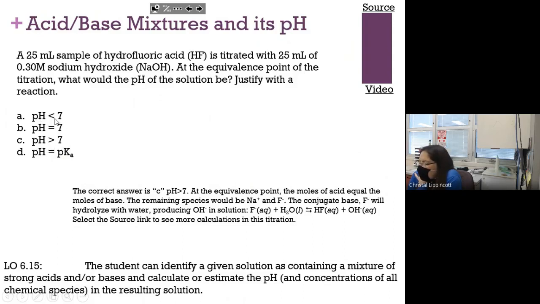Remember that if it was a strong acid, weak base, then this would be true. If they were both strong, then this would be true. And the pH equals the pKa at the half equivalence point. Well, this is at the equivalence point, so that would not be valid. That makes sense?